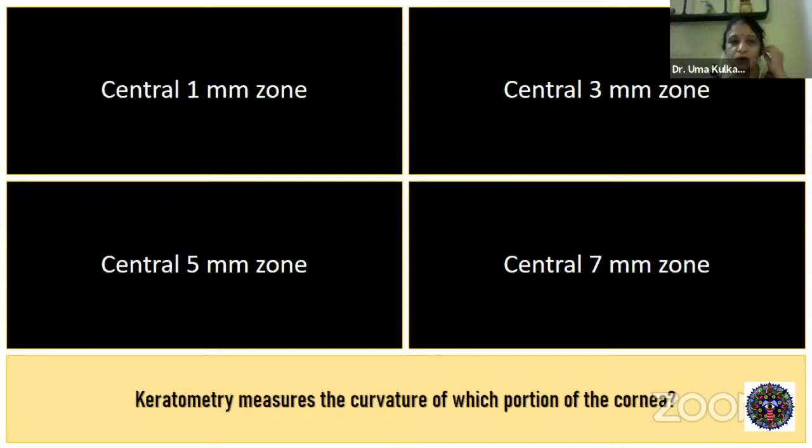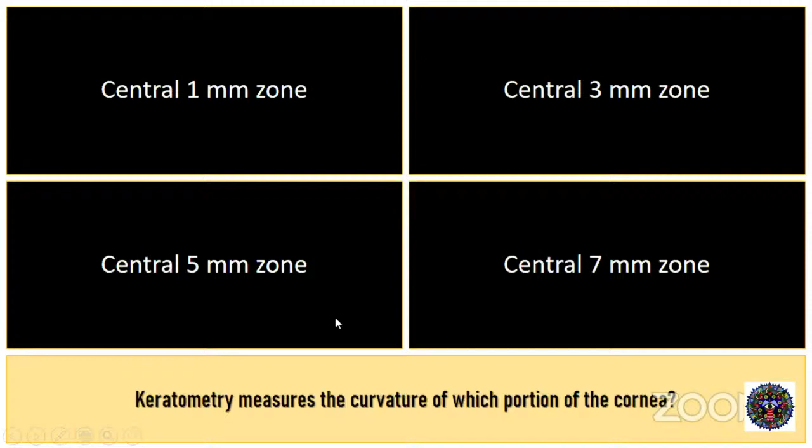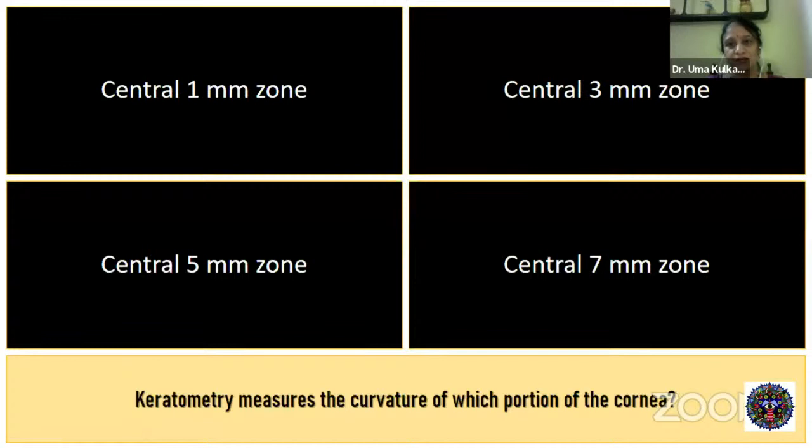If there are some students on the panel today, I would like to hear some answers from you. Keratometry measures the curvature of which portion of the cornea? Is it the central 1 millimeter zone, central 3 millimeter zone, 5 millimeter zone, or the central 7 millimeter zone? Central 3 millimeter zone. Excellent. So that's only central. Keratometry does not measure the curvatures of the whole of the cornea. It's only concerned with the central 3 millimeter zone, because that's the part which is crucial in focusing the rays of light on the fovea.